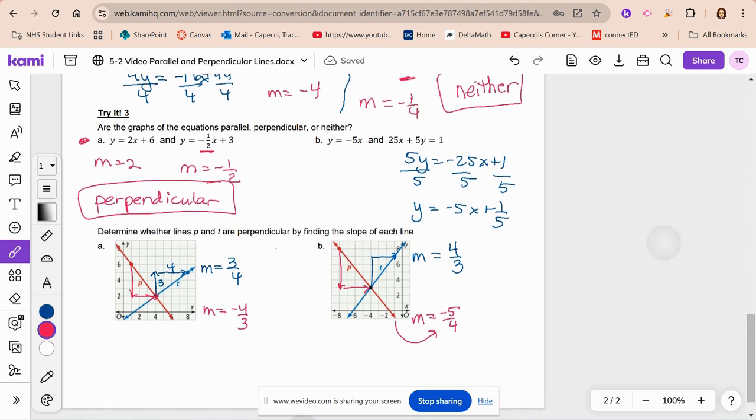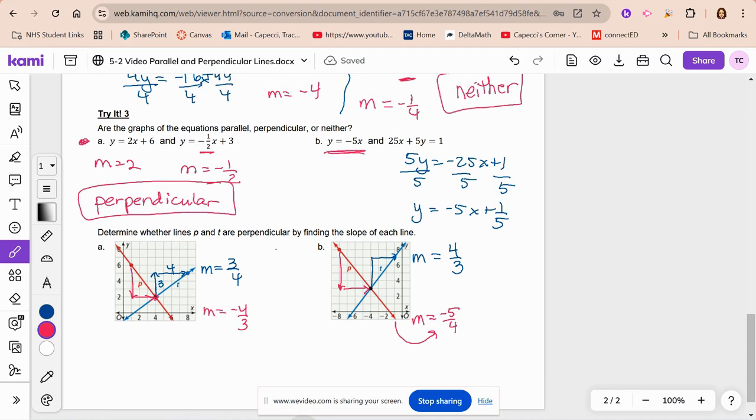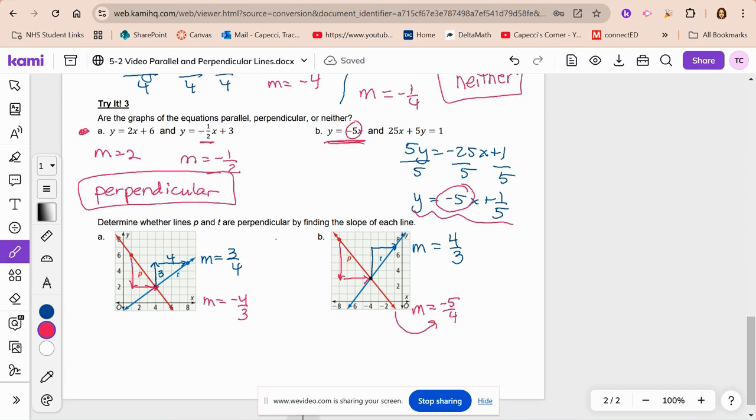Okay, let's look at the next example. Again, the first equation is already in slope-intercept form. The second one is not, so I put that in slope-intercept form. They both have the same slope with different y-intercepts, so we know that these lines, if we were to graph them, are parallel.